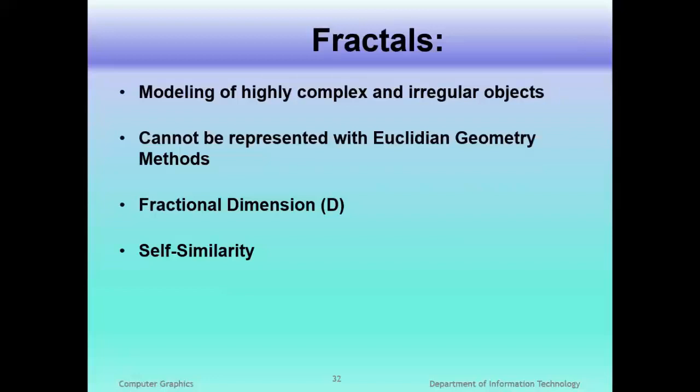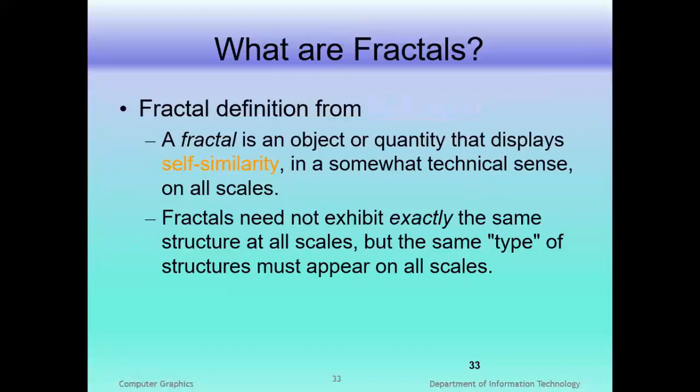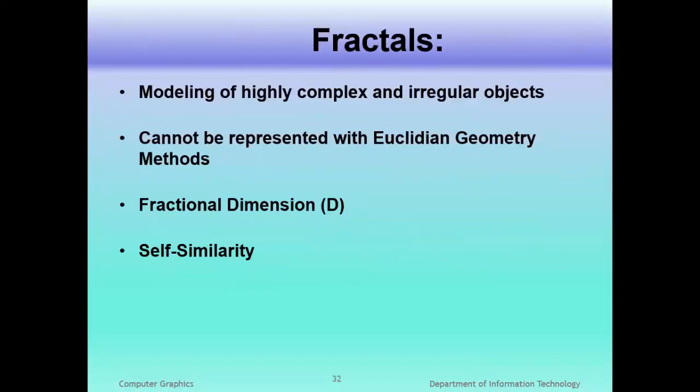The objects which have smooth surfaces and regular shapes are generally described by using equations. But natural objects such as mountains, trees, ocean waves and clouds have irregular shapes. It will be very difficult to draw these shapes by using normal equations. They cannot be represented with Euclidean geometry methods.